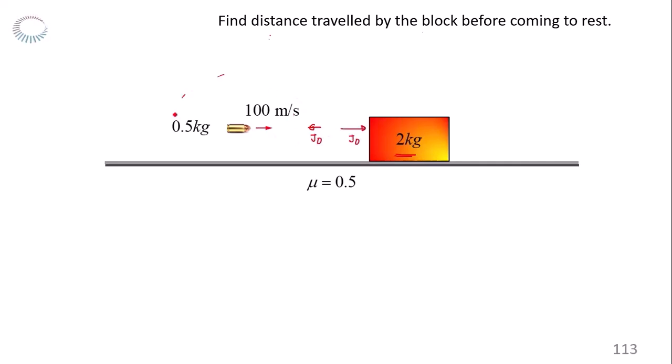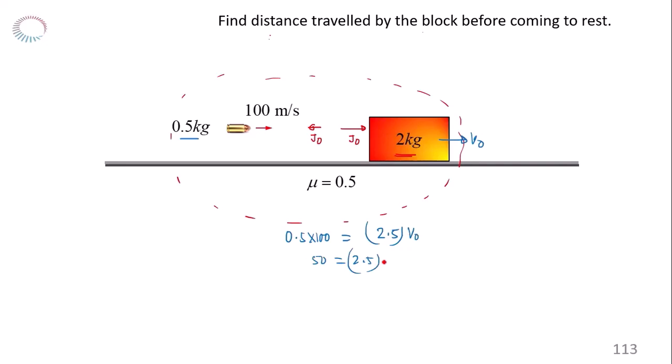If I take the bullet-block system together, the net impulsive force is 0. So I can apply the conservation of linear momentum. Initial momentum is for 0.5 kg moving with 100 meter per second, so 0.5 into 100. Finally the total mass becomes 2.5, and let us say this moves with velocity v naught. So 50 should be equal to 2.5 v naught. That means v naught is equal to 20 meter per second.